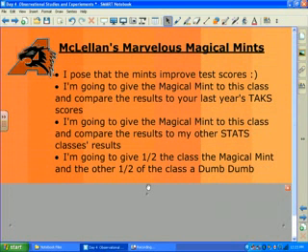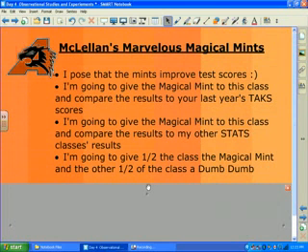I give half of the class the magical mint, and half of the class dum-dums. Half of you guys dum-dums. You want a dum-dum? You don't want the magical mint? Are you sure? Look, they're real pretty. They even have the little M to the 4th. McClellan's magnificent magical mints. No, I made them. Yes. Okay. What do you think? Don't you want a magical mint now? Okay. Well, don't you want it because you think it's going to improve your test score?